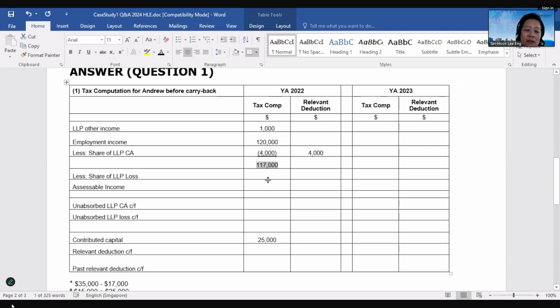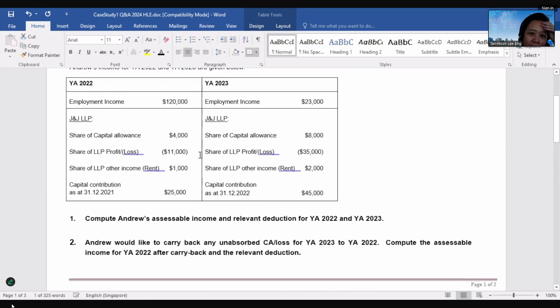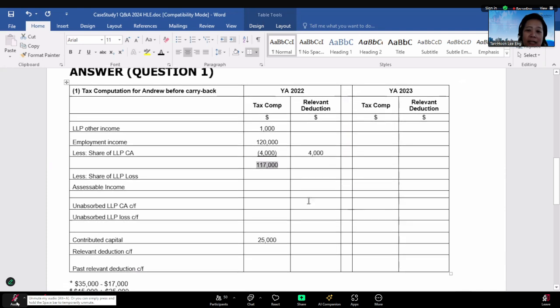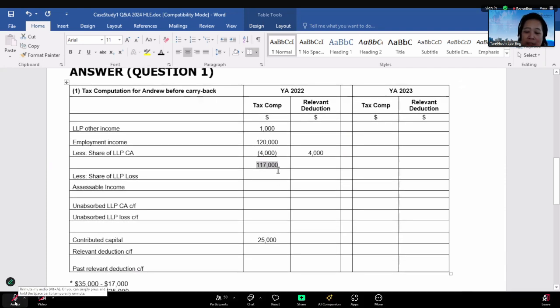Now LLP loss. What's the LLP loss? 11,000 LLP loss. Ask yourself again, can I use this LLP loss of 11,000 to offset against this 117,000? Yes. Why is it so? Because it's still within 25,000. What is 25,000? Contributed capital.